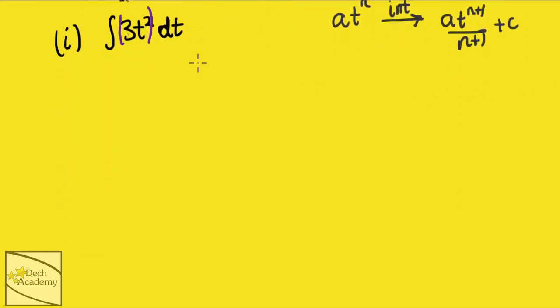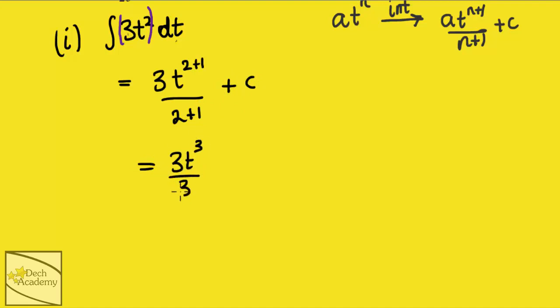So integrating 3t squared with respect to t simply gives 3t to the power of 2 plus 1. So the index is increased by a unit of 1. You add 1 to the index and you divide by the new index and you add an arbitrary constant. So this gives 3t cubed divided by 3 plus the arbitrary constant, which is t cubed plus the arbitrary constant c. As simple as this.